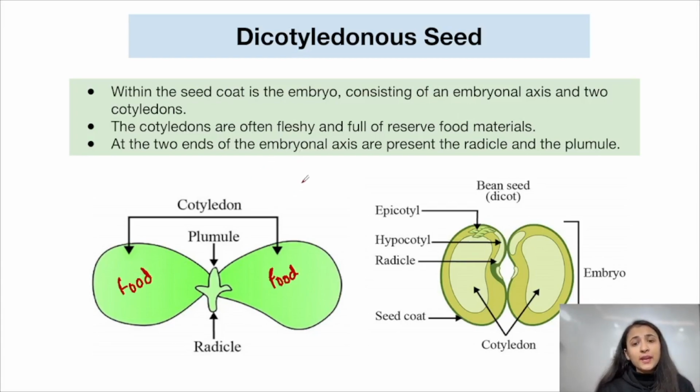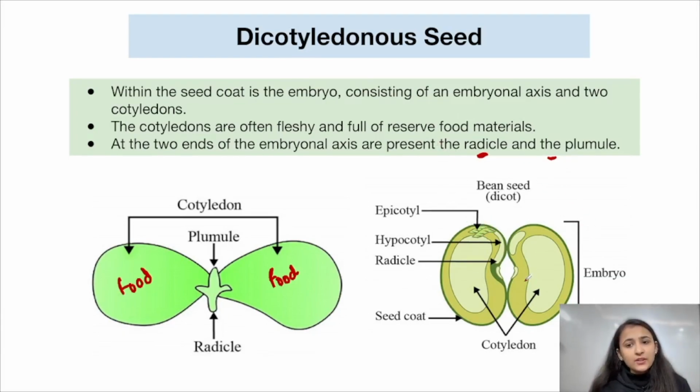At the two ends of the embryonal axis, we have already covered that radicle and plumule are present. Now consider this seed. This is the bean seed. Here also radicle is present. Seed coat is present, plumule is present, two cotyledons are there, and the embryo is there. So this region is the embryo only, because the embryo consists of the embryonal axis and two cotyledons. So this whole region represents the embryo.